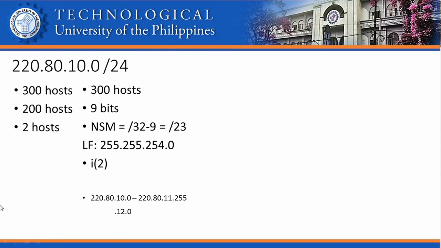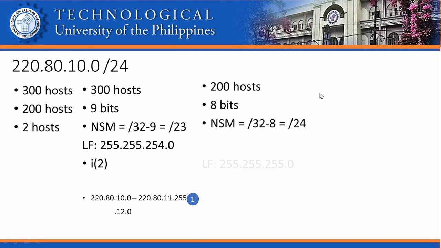So, in VLSM, where we last sliced, the last slice we made, that is where we start. When we get the range of the next host requirement, we start where we last ended the slice in our subnetting of the very first host requirement. Okay? So, let's put number 1 there. And for 200 hosts, how many bits? We have 8 bits there. For our new subnet mask, 32 minus 8 is equals to /24. And for the long format, we have 255.255.255.0. And our increment is just 1.